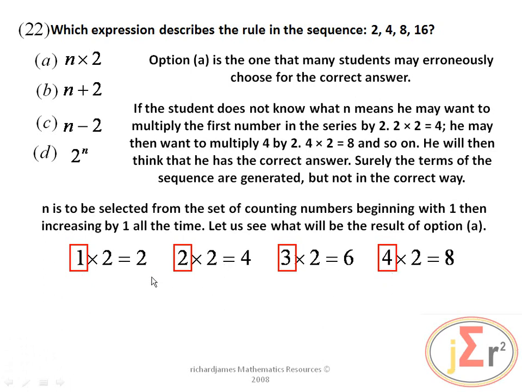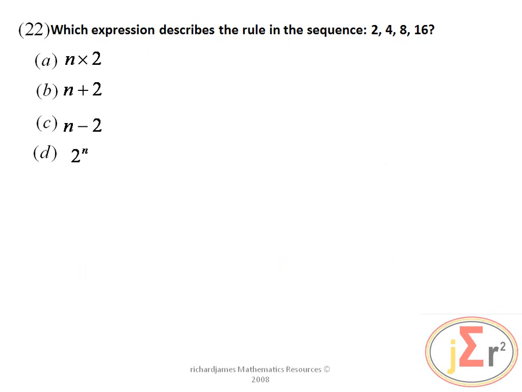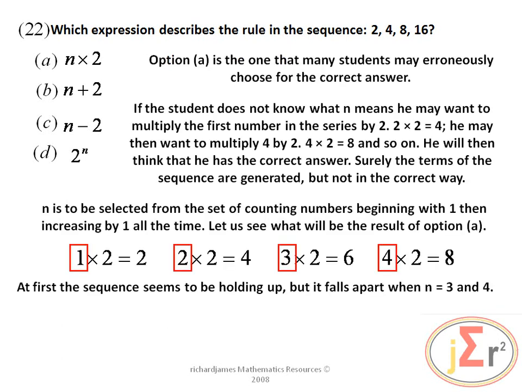By applying the rule to the counting numbers, what do we realize? At first, the sequence seems to be holding up, but it falls apart when n is equal to 3 and when also n is equal to 4. These are the values of n.